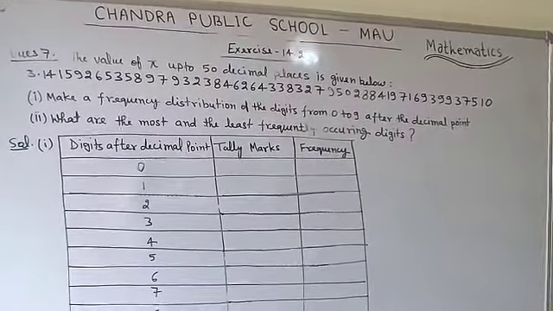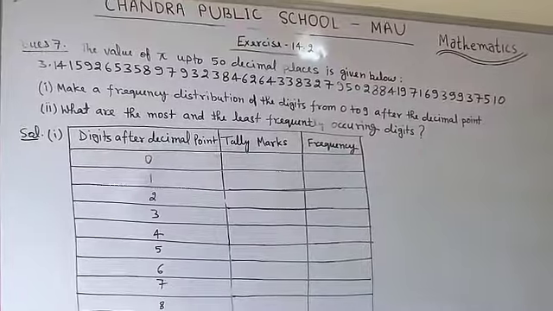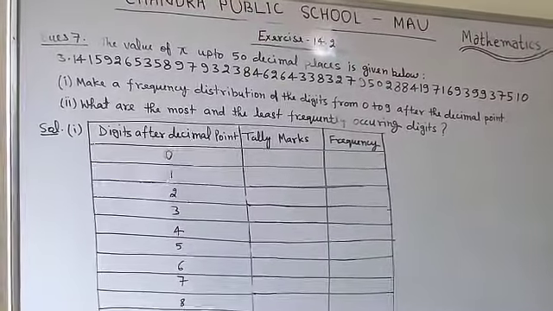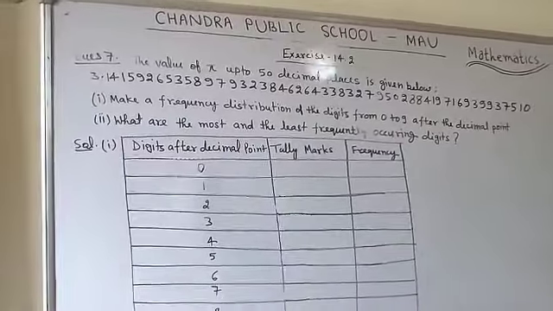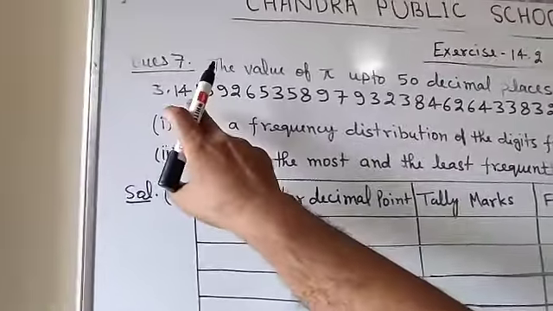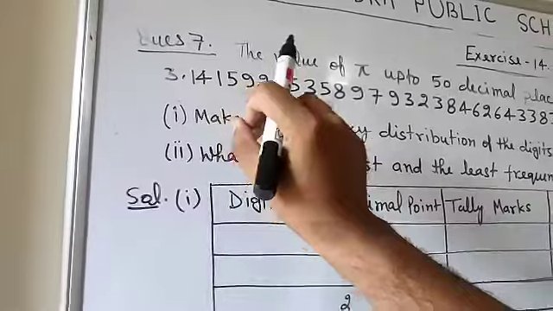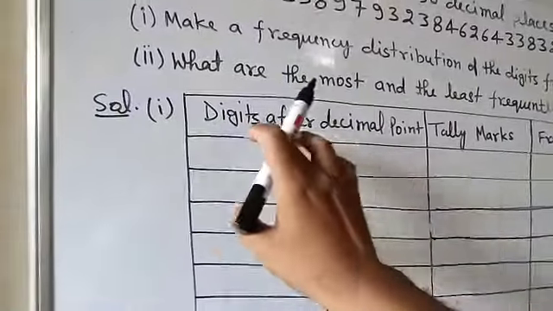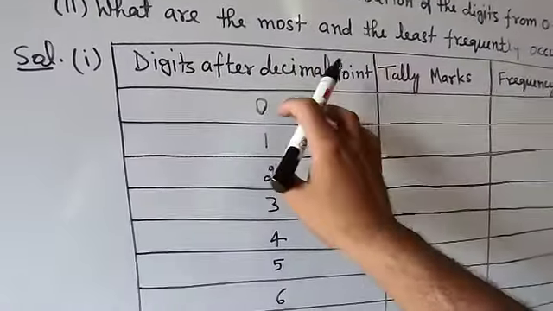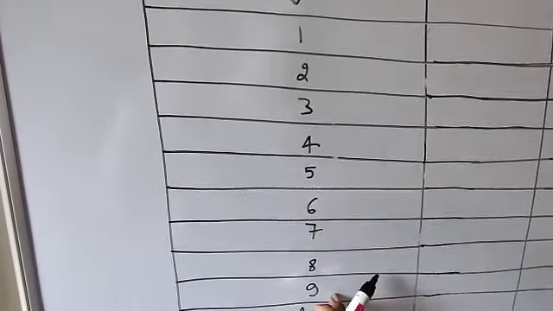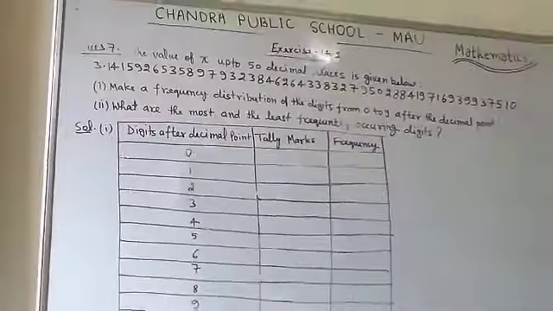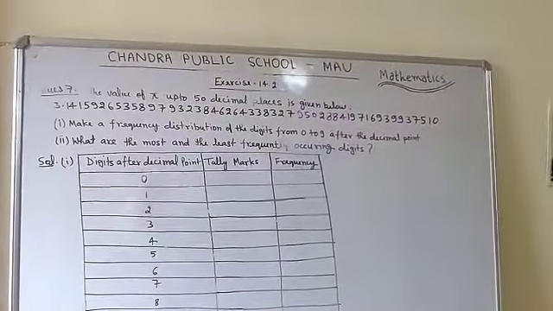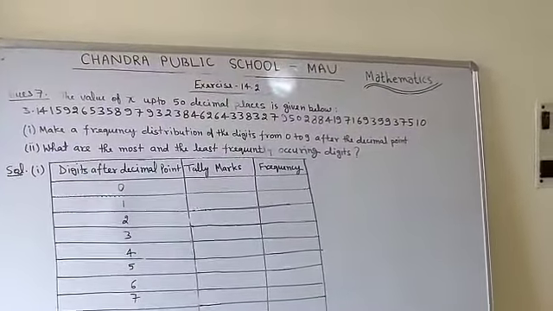So students, it is simply the frequency distribution. It is not the grouped frequency distribution. So you need to represent each and every digit after the decimal. After the decimal you will get a total of 10 digits, from 0 to 9. So here I have written the digits after the decimal point: 0, 1, 2, 3, 4 up to 9. From 0 to 9 the values are going to be repeated in these 50 decimal values.